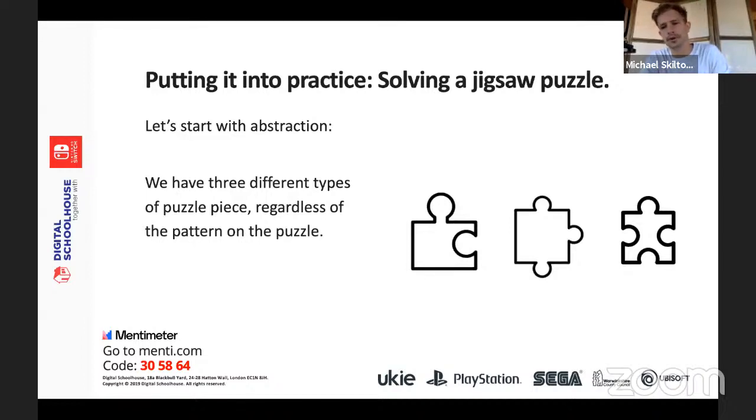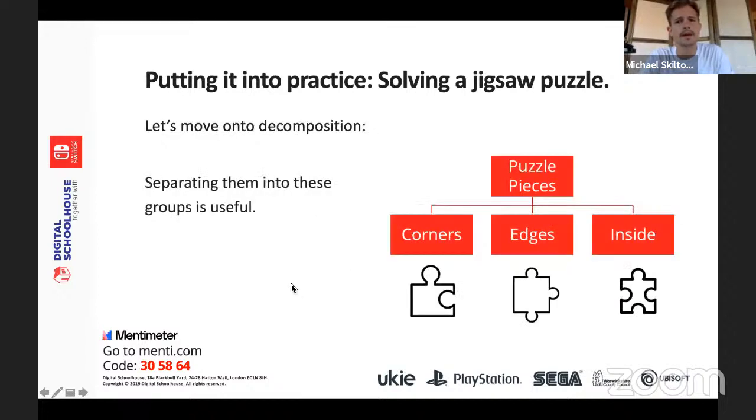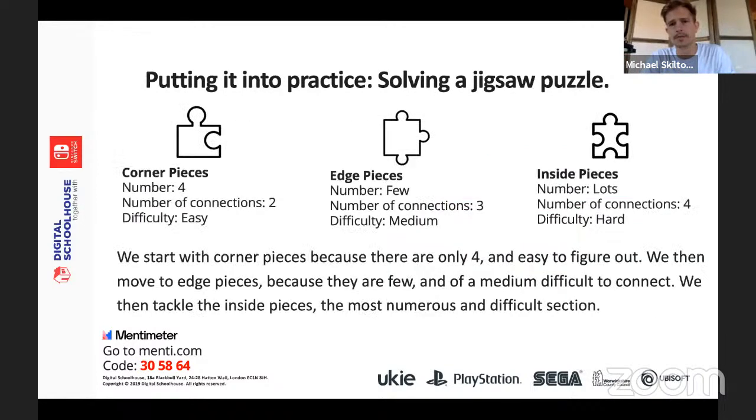I need not know what the puzzle's about or what the image is that the puzzle's displaying. I need only know at this point that I've got three different types of puzzle piece. I've got the corner, I've got the flat edge, and I've got the middle section, the piece that's got four other connectors to it. So how does that help us solve this problem? Well, if I can decompose the puzzle pieces to begin with into three different sections, I've got corners, edges, and insides. There are properties about each of these different pieces which help me dramatically to solve my problem, okay?